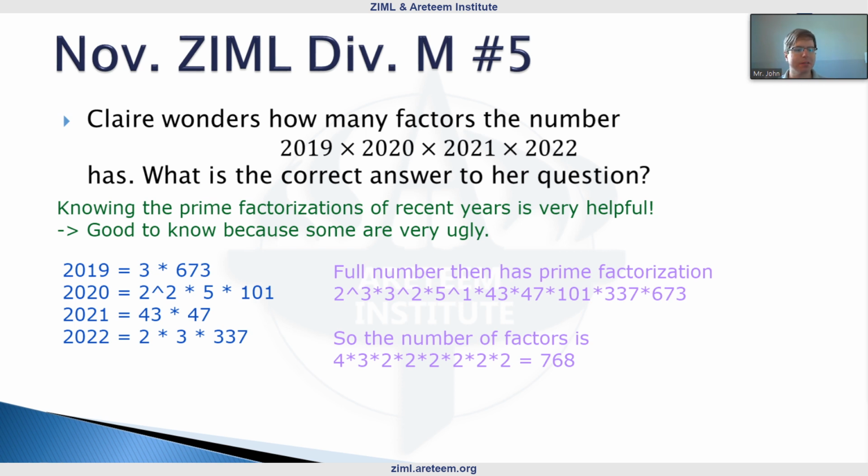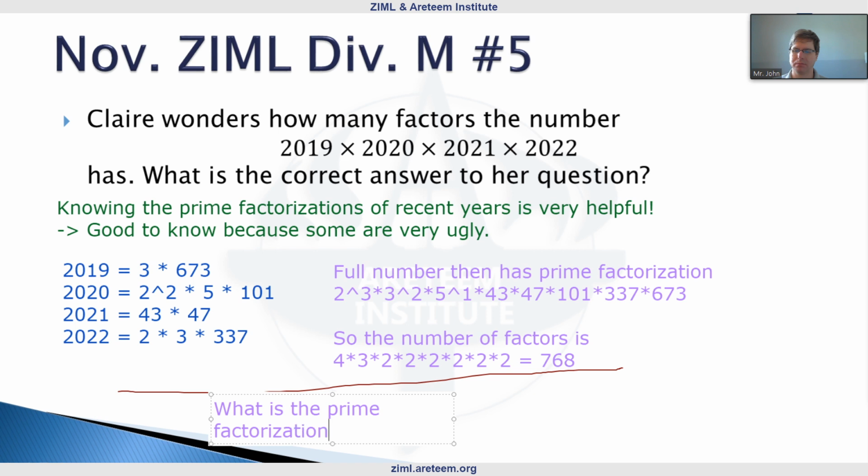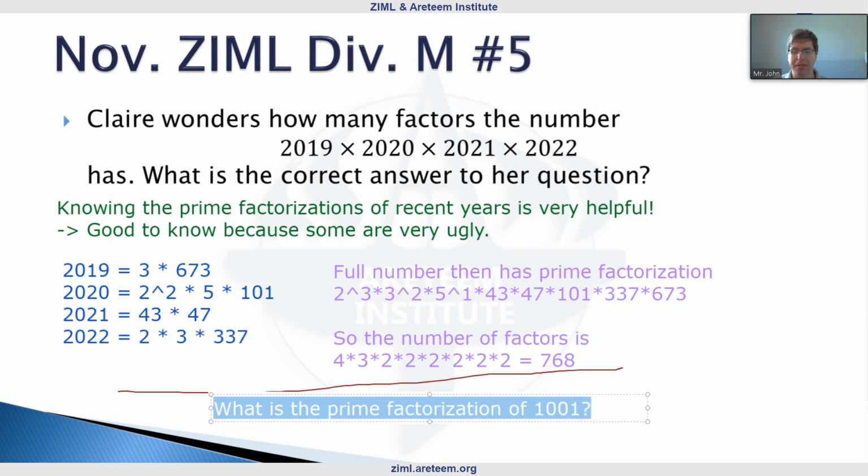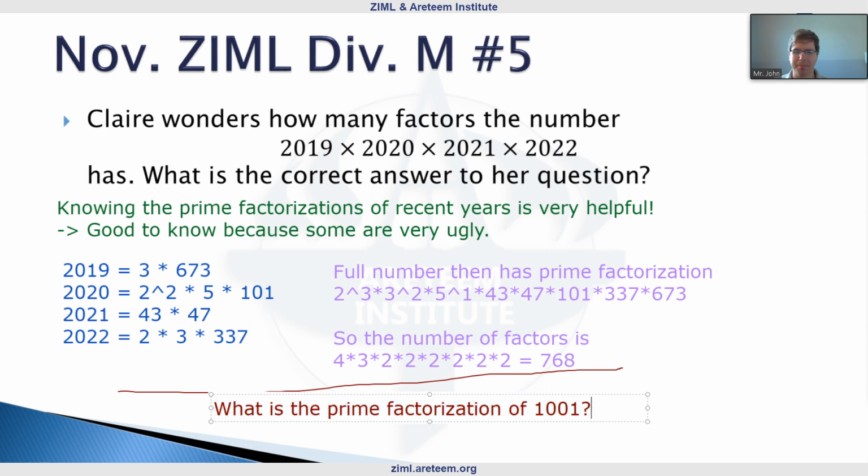Now, it's not relevant for this problem, but there's actually one other very good number you should have memorized in terms of prime factorizations. So can anybody tell me the prime factorization of 1001? Now, 101 is prime, but 1001 is not prime. What do we have here for the prime factorization of 1001? Good. This is 11 times 7 times 13. So this one is very useful.